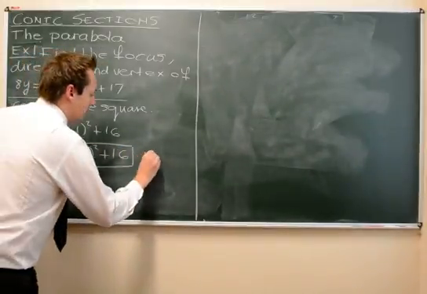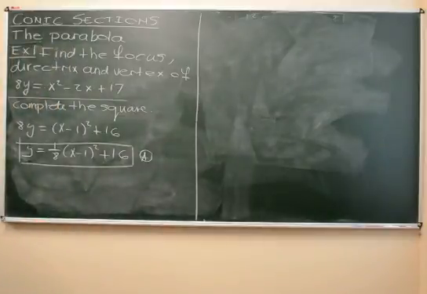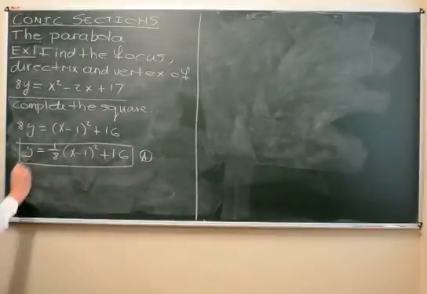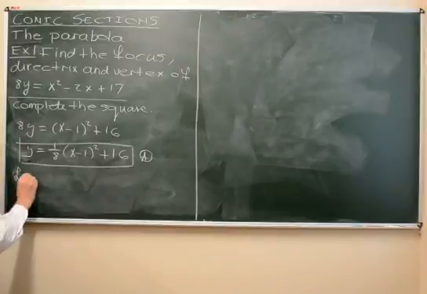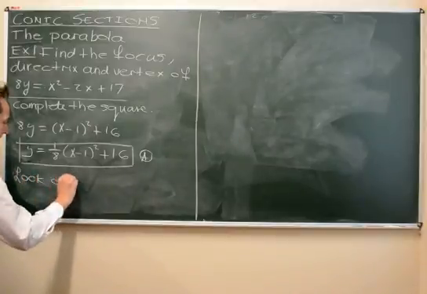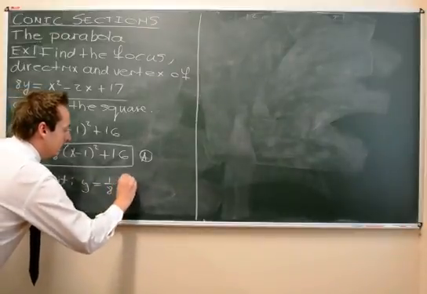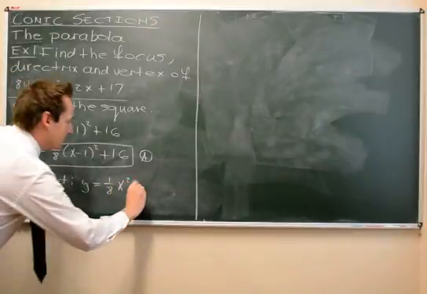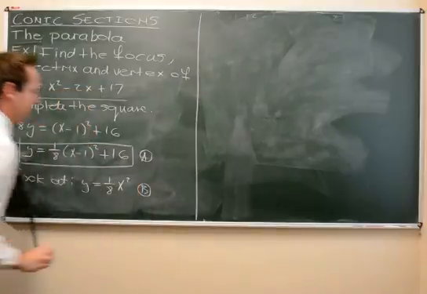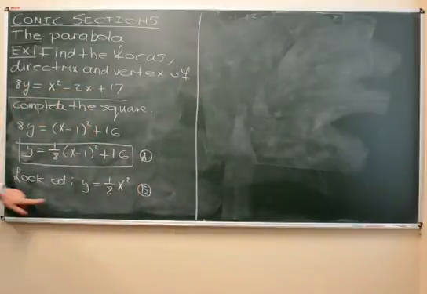Let's call this A. Now we want to look at a parabola in standard form, so that A here is just a translation of our new parabola. So we're going to look at y equals 1 over 8 x squared. Now why are we looking at this one?